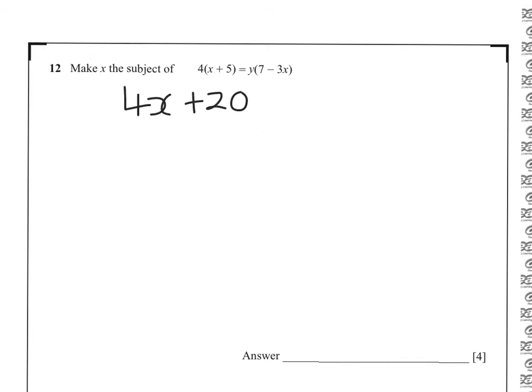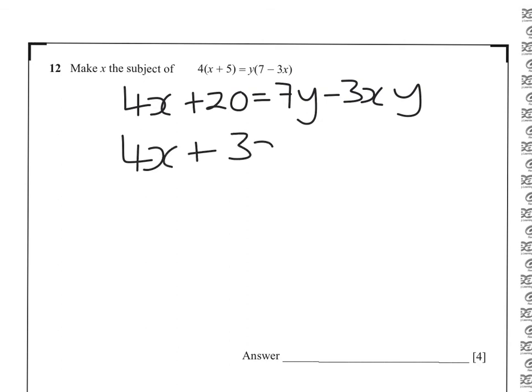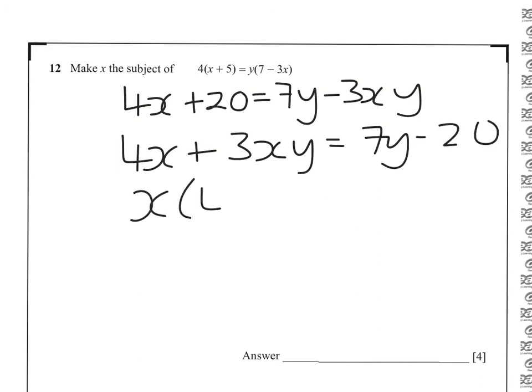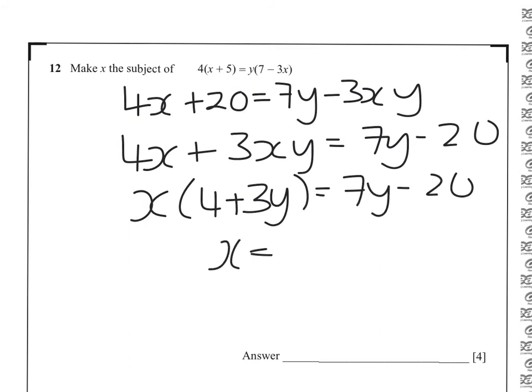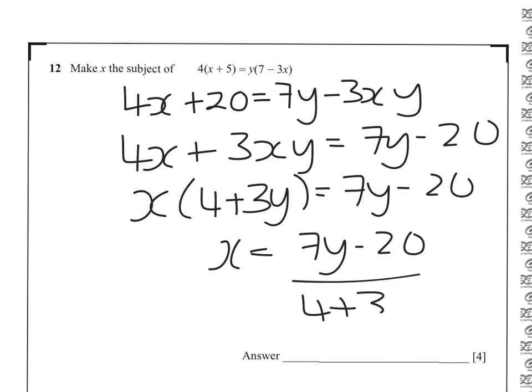To make X the subject, the first thing I'm going to do is expand the brackets. 4x plus 20 equals 7y minus 3xy. Now I'm going to bring all the x's to the one side, so 4x plus 3xy equals 7y minus 20. Factorising the left, and then dividing through by the multiple.